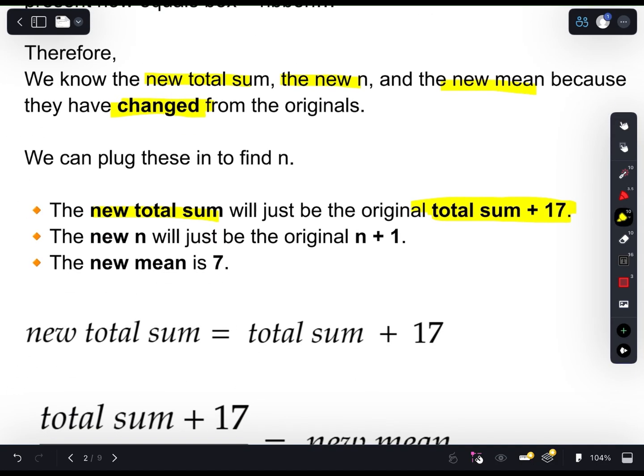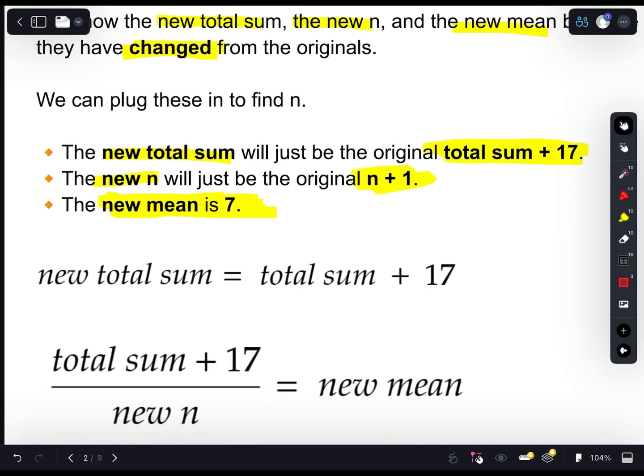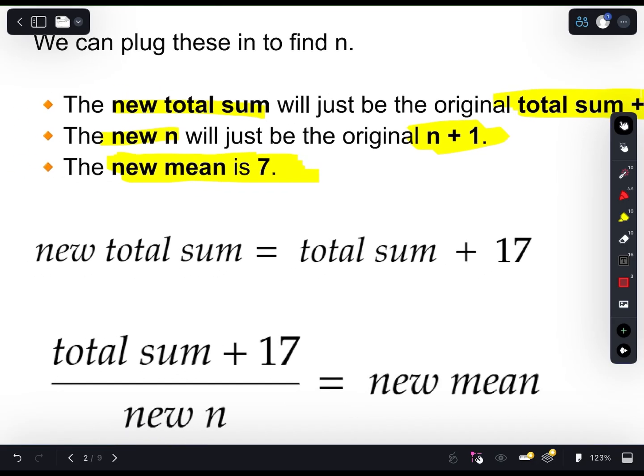The new n will just be n plus 1. We know that in the first situation we had n, we didn't know what it was, but we added a new number. We added 17 to the list, which means we are adding one more number, so it's just n plus 1. The amount of numbers in situation 2 is n plus 1. And we know the new mean is 7, so that's really nice because we have a concrete value for the new mean. Okay, so this should make sense, and this should be a true statement. The new total sum actually equals the original total sum plus 17.